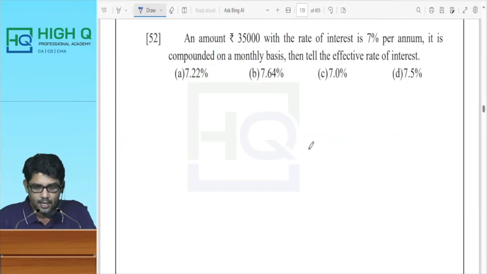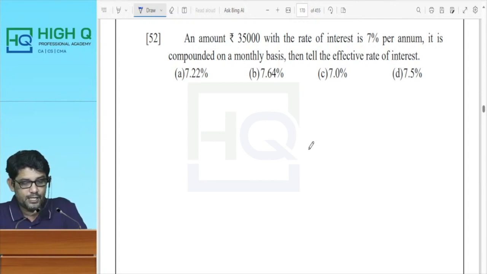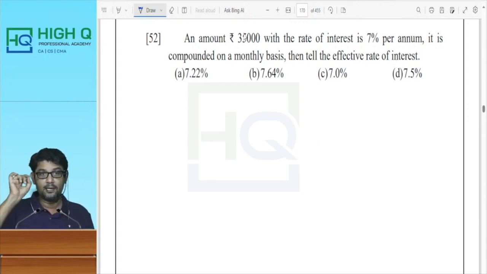Next. An amount 35,000 rupees with the rate of interest 7% per annum, compounded on a monthly basis. Then tell the effective rate of interest. My dear, please find the effective rate of interest. See, effective rate of interest is independent of principal. So ignore 35,000. Find the effective rate of interest, 7% per annum, monthly basis.